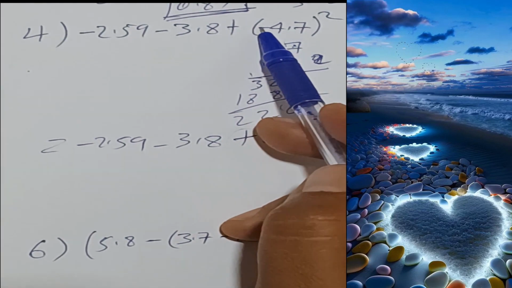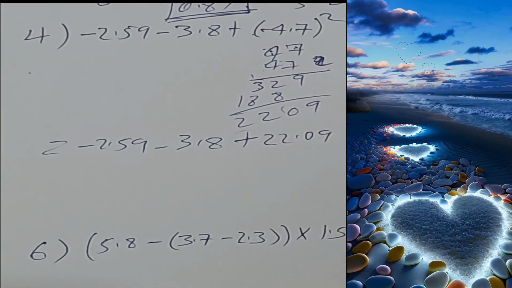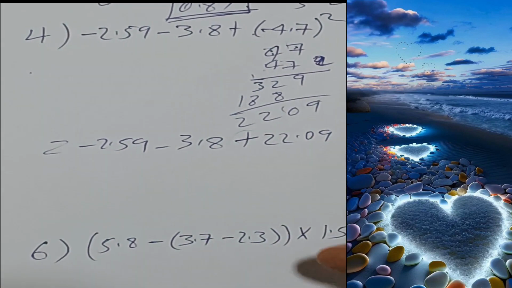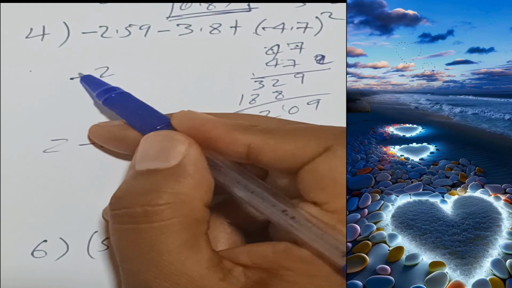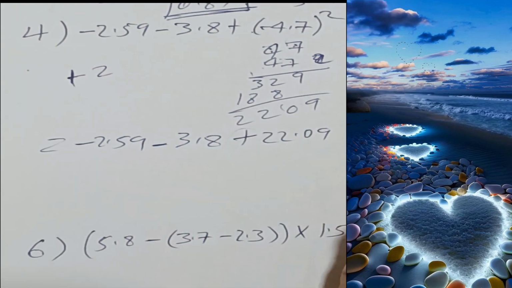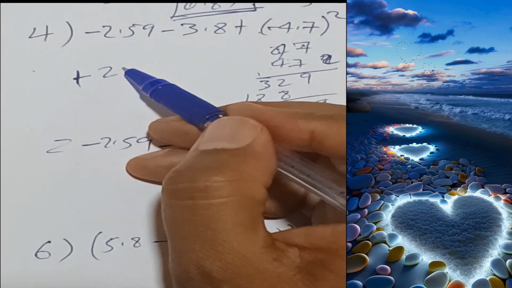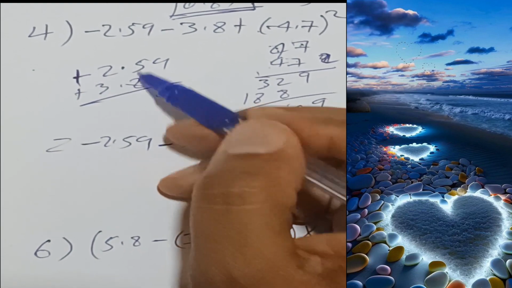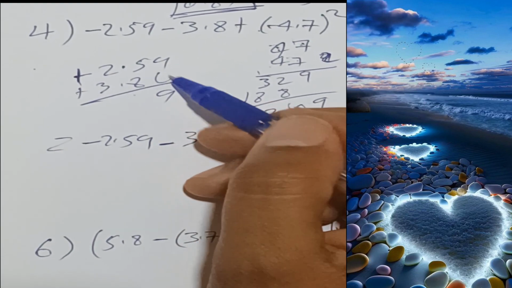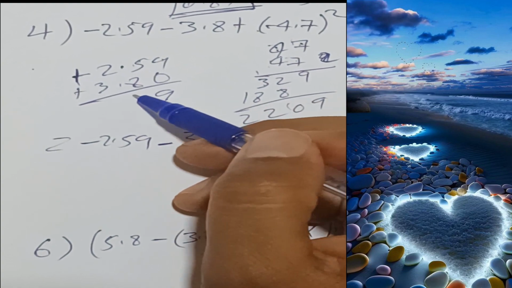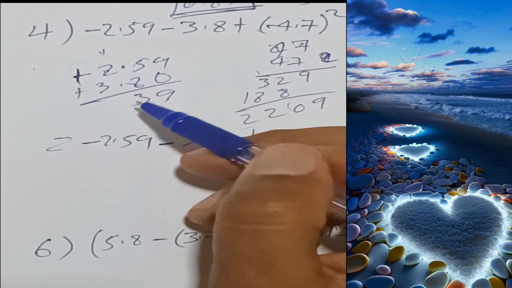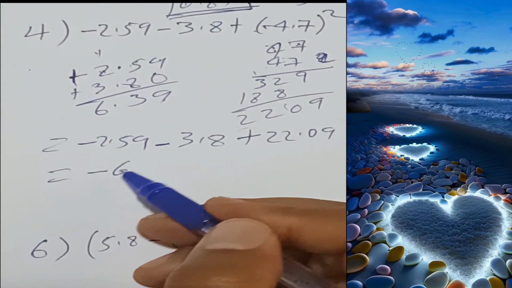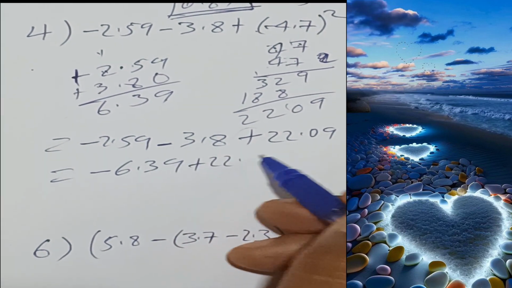Why? This is negative times negative, it becomes positive. Now we're going to add this and then subtract from this one. Minus 2.59: I will add them because they are negative and negative, and then I will give a negative mark. 2.59 plus 3.8. So 9, 5 plus 8, 13, and I have 1. 1 plus 2, 3, 3 plus 3, 6. 6.39 and negative, which is equal to minus 6.39 plus 22.09.